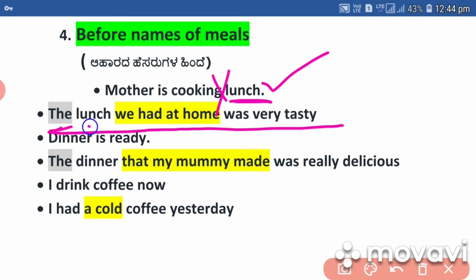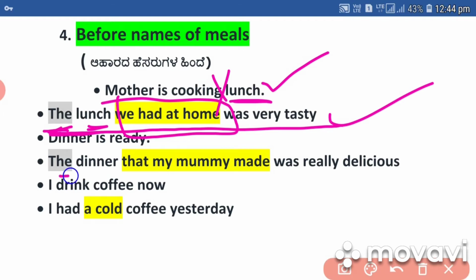See here lunch is here, but before the word I used "the" because this sentence gets the complete meaning. Actually "the lunch" means a particular lunch. The lunch we had at home was very tasty. "The dinner that my mummy made was really delicious." You see here also the same. It is used in a particular sense. This sentence is giving you information.